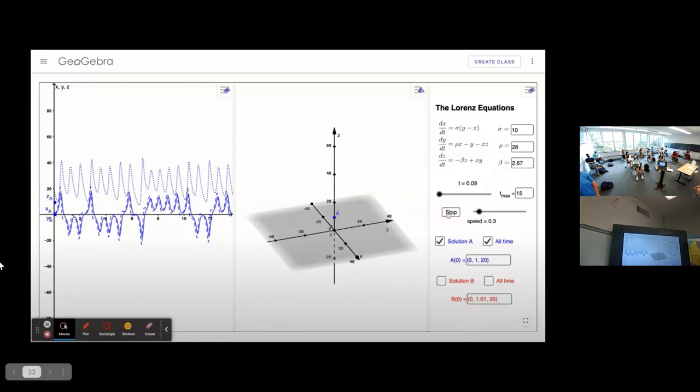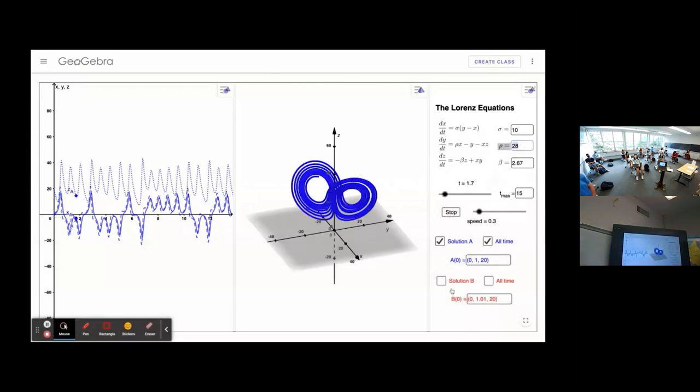Okay, so now we can see the Lorenz system of equations in action. At the top right, we have the equations, and further to the right, we have the different parameters that we'll mess with in just a second. And at the bottom right, we have the different initial conditions. Right now we only have solution A going. For solution A, we have 0 for x, 1 for y, and 20 for z.